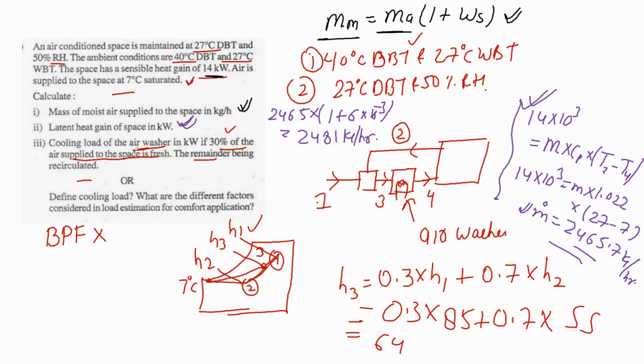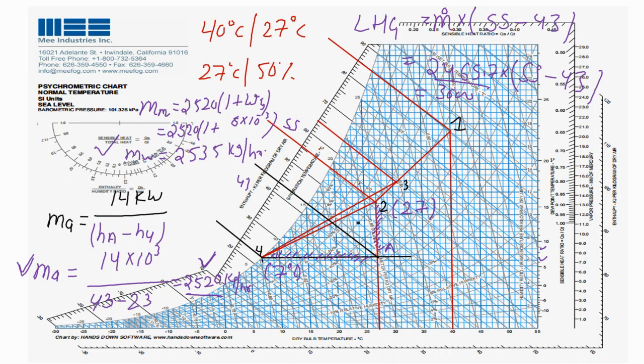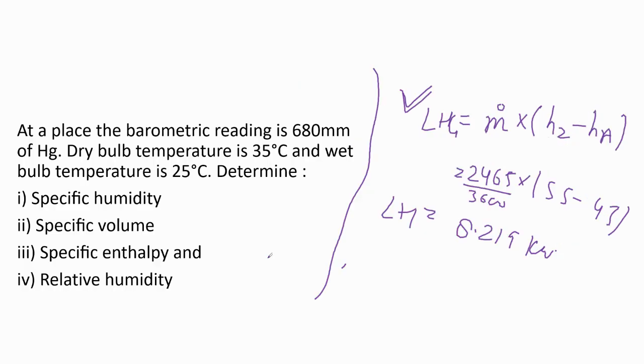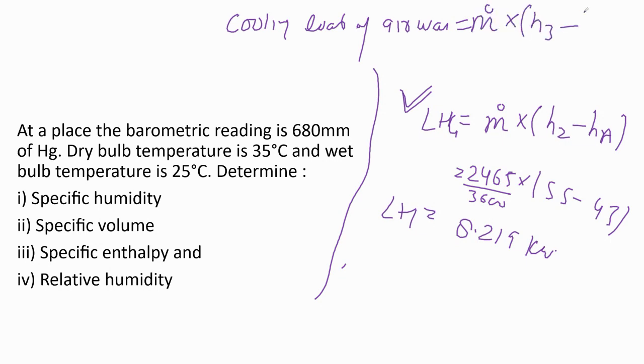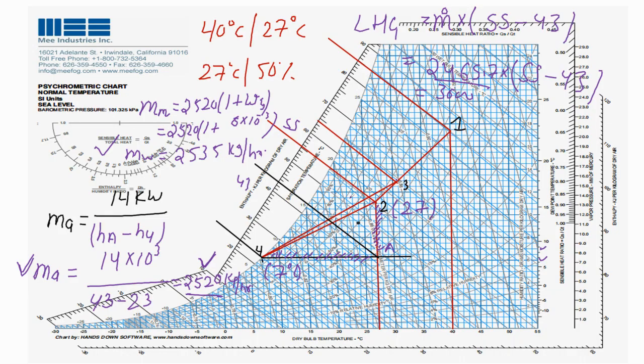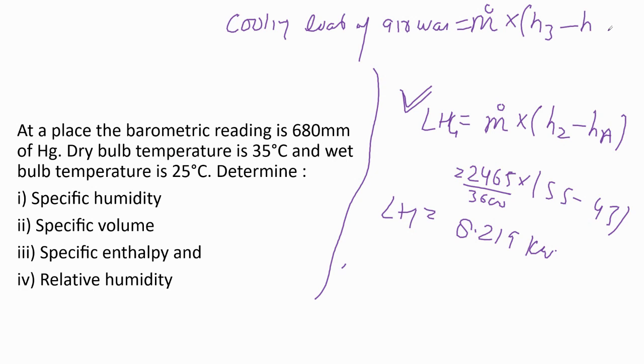Now cooling load of air washer. Now what is the cooling load of air washer? Cooling load of air washer is H3 माइनस H4 मल्टीप्लाइड बाय मास फ्लो रेट. ठीक है, तो मास फ्लो रेट हमारा कितना है? मास फ्लो रेट है 2465. तो कूलिंग लोड ऑफ एयर वॉशर ये हो जाएगा हमारा मास फ्लो रेट मल्टीप्लाइड बाय H3 माइनस H4. ओके, H3 माइनस H4.